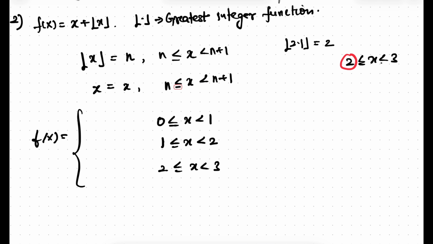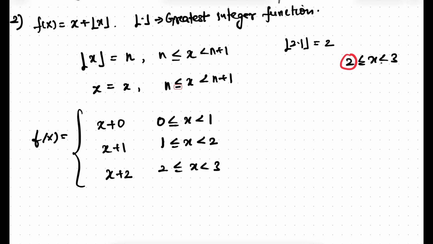When x is taking between 0 to 1, your floor of x value is always going to be 0. But your identity function is not going to change. So it is going to be like x plus 0. And for the next piece, your floor of x function would be 1. So it would be x plus 1. And for your next piece, it is going to be x plus 2, so on and so forth.